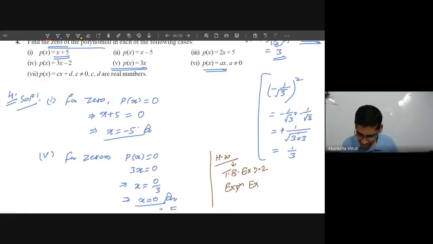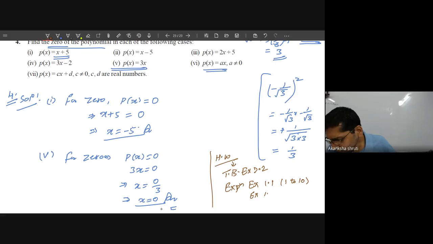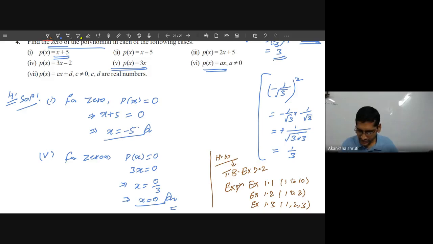So 1 and 2. Okay, students, so write down exemplar exercise 1.1. From question number 1 to 10, you please do. Exercise 1.2. Question number 1 already we have done. So question number 2 we have to do. Those students who have not completed, please try both the questions. Exercise 1.3. Again, question number 1, 2, and 3. Only these 3 questions you do. Okay, the remaining we will do. So these are the homework that you have to keep in mind.